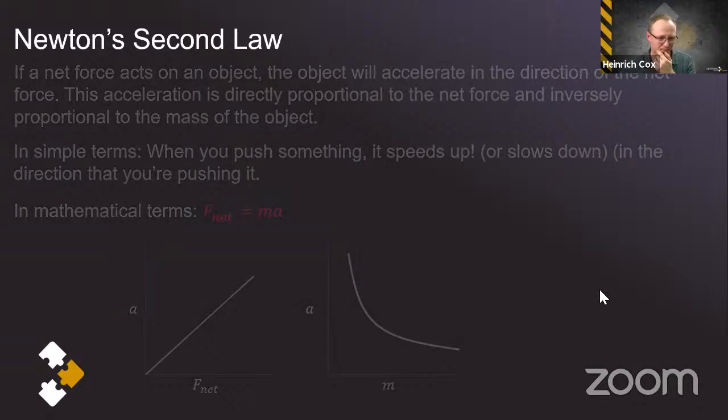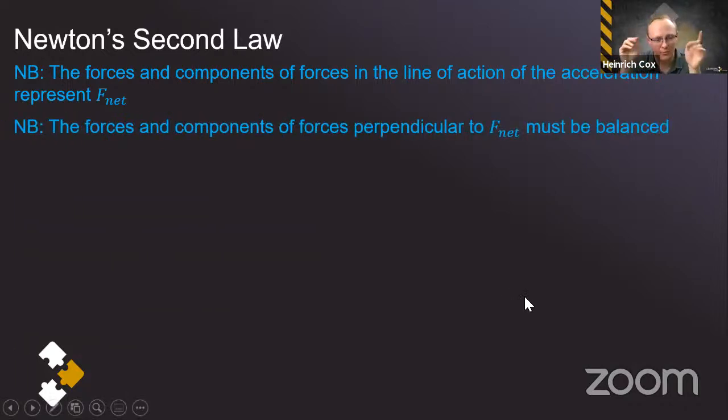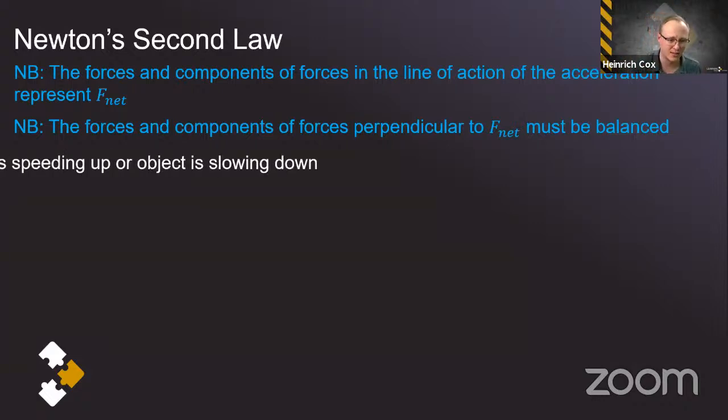Right. So the most important thing here is that the forces and the components of forces that are in the same line of action as the acceleration are going to represent F net. And then the ones you can kind of forget about, if you're just trying to calculate acceleration, for example, is the forces and components of forces perpendicular to F net must be balanced, okay? So there can be an F net in the line of action of the acceleration, but perpendicular to that acceleration, all the forces must be balanced, okay?